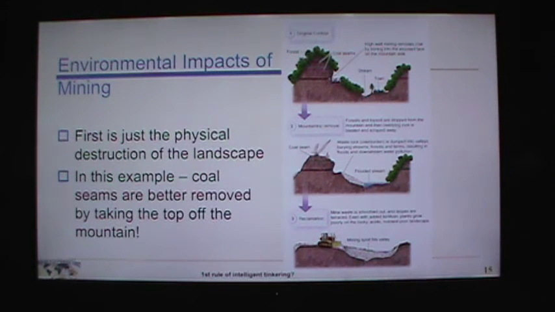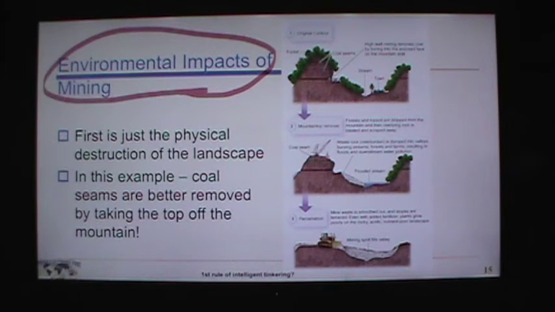We've done our own environmental impacts of mining here in this country. If you've seen the Appalachians, you've probably seen this ridge and valley, ridge and valley, and it's very pretty up and down there. There are seams of coal, if you look at those dark lines, buried underneath that mountain.